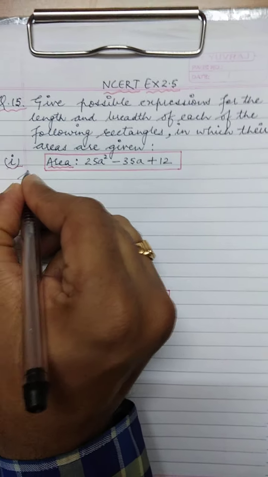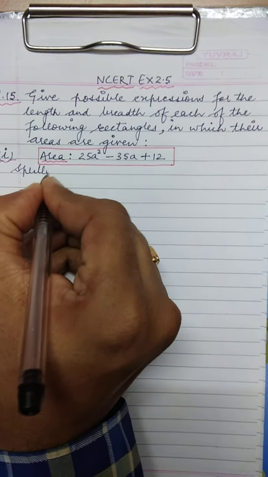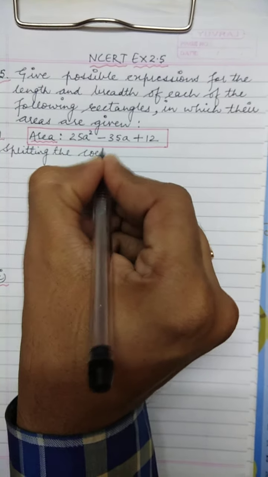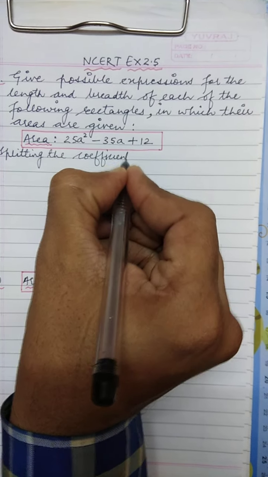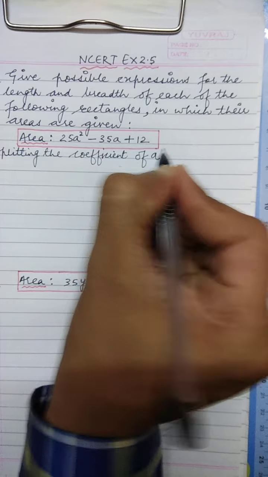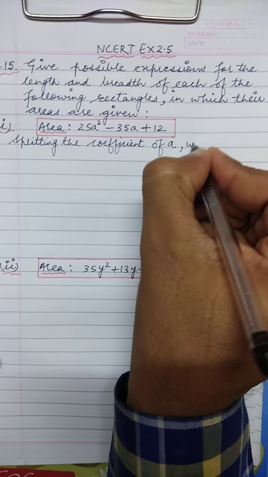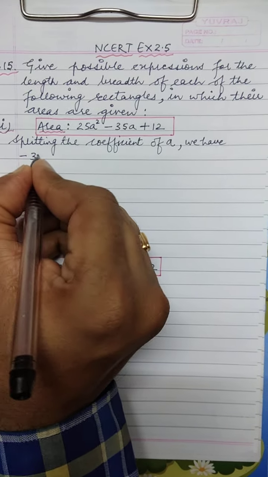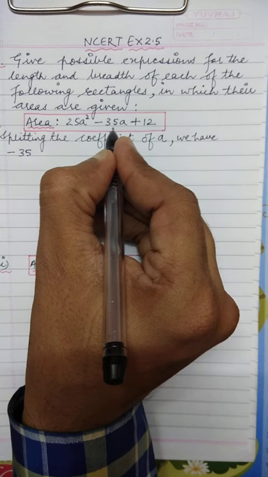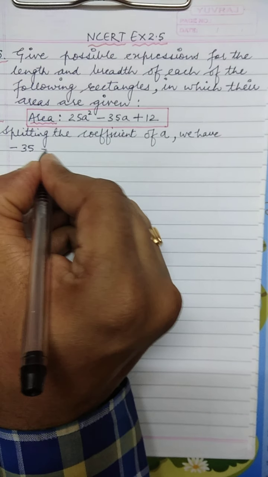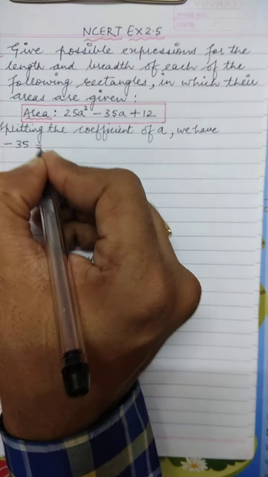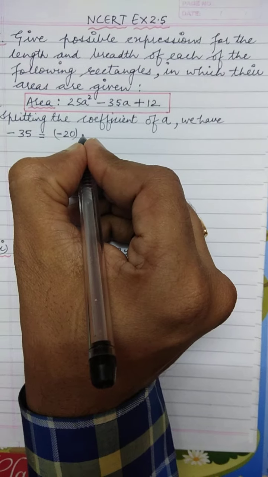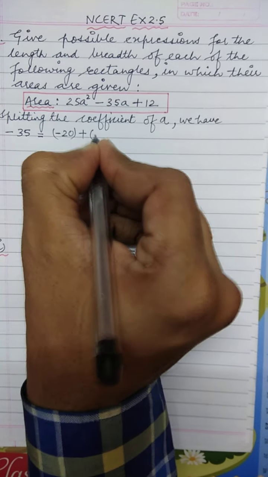So splitting the coefficient of a, we have minus 35. This is the coefficient of a in this case. So minus 35, I am splitting it in two parts, that is minus 20 and minus 15.